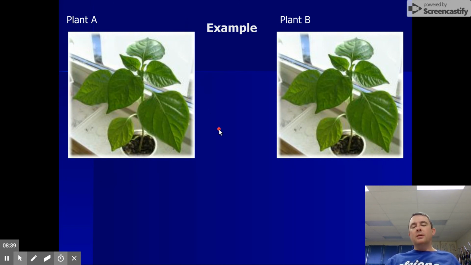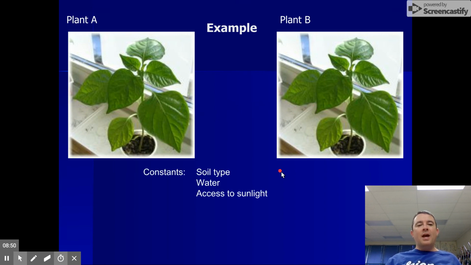Now, if I'm going to test the hypothesis, I'm going to set up two groups of plants, or at the very least, two different pepper plants, both the same species. And I'm going to have some constants. That is, I'm going to have to treat these two plants identically as much as possible to eliminate as many variables as possible. So I'm going to grow them in the same type of soil.